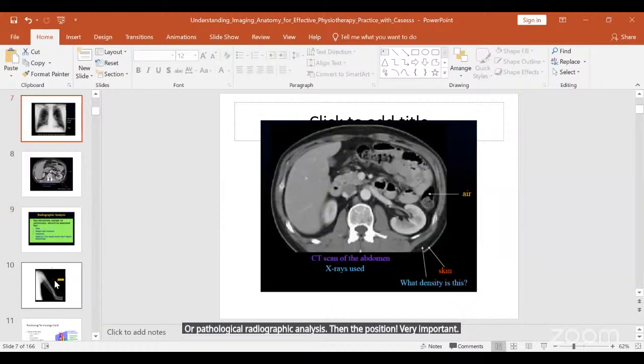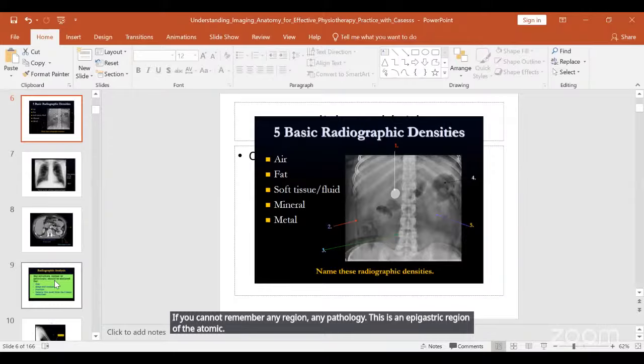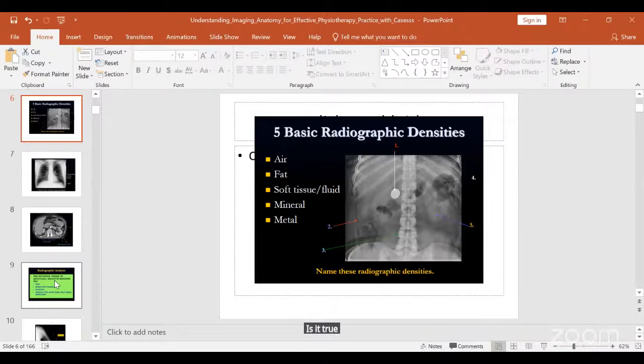We say this pathology is where? Around the pyloric part of the stomach. If you cannot remember any region, any pathology, this is the epigastric region of the abdomen. Is it true? Yes, sir.